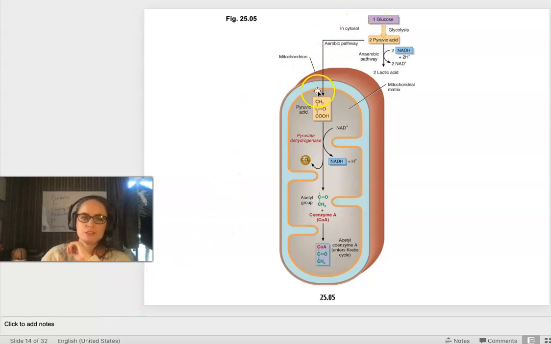Now again, this is us transitioning into our mitochondrion. Here is our pyruvic acid. Here we are using an NAD+ to get an energy intermediate, NADH, as well as a hydrogen ion. And here we have carbon dioxide being released as a byproduct of this process.